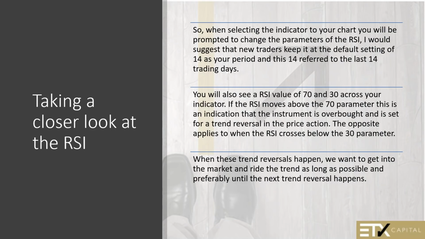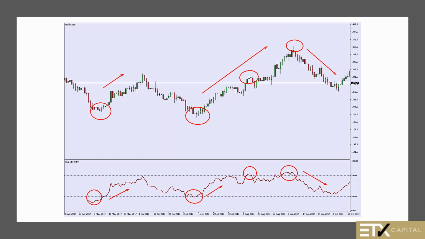So when adding the indicator to your charts, you will be prompted to change the parameters for RSI like I showed you. I would suggest that new traders keep it at the default setting of 14 as your period, and this is referred to as the last 14 trading days or trading periods. So you'll see an RSI value of 70 to 30 across your indicator, and the RSI moving above 70 is an indication that the instrument is overbought. Below 30, oversold. When these trend reversals happen, we want to get into the market and ride the trend as long as possible, and preferably until the next trend reversal.